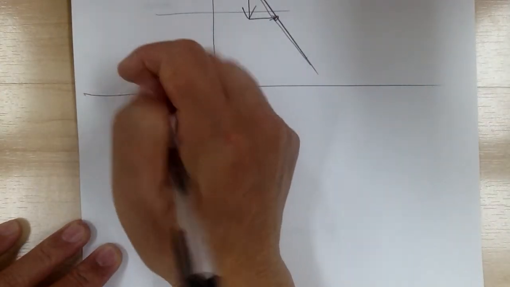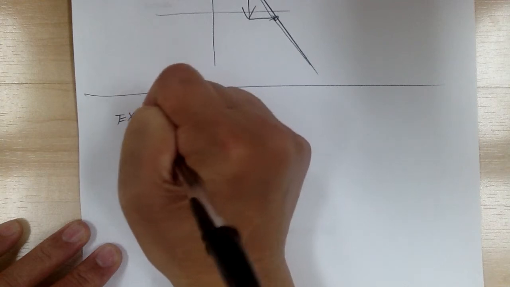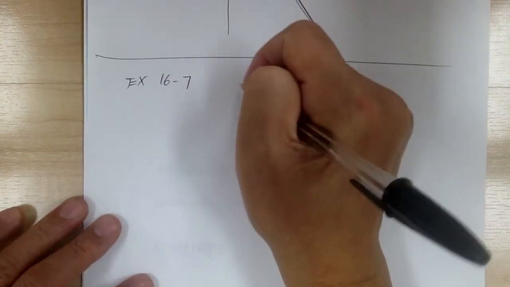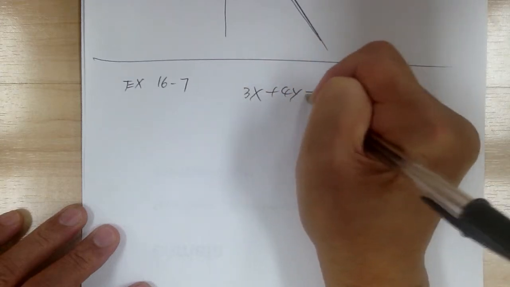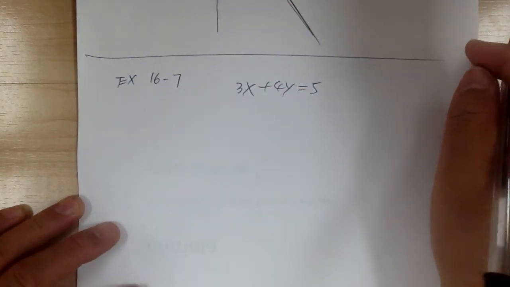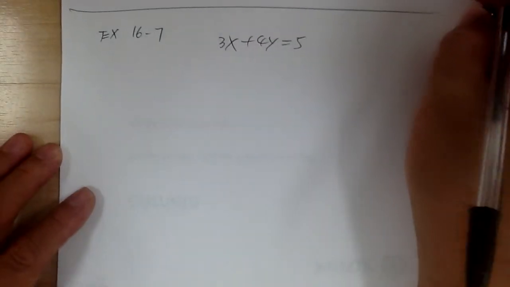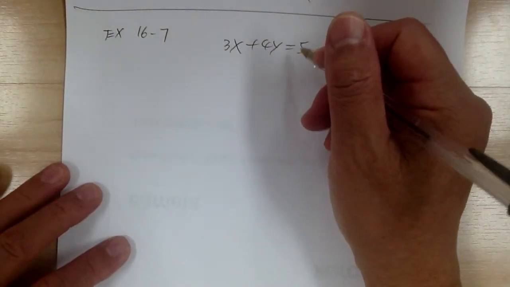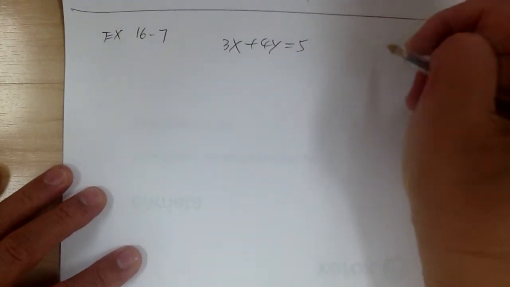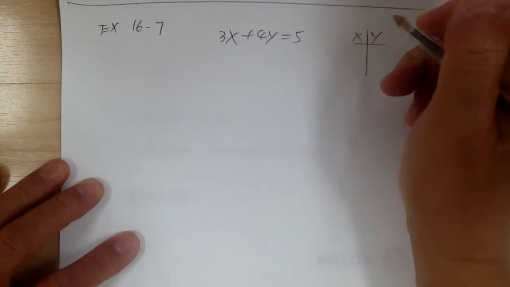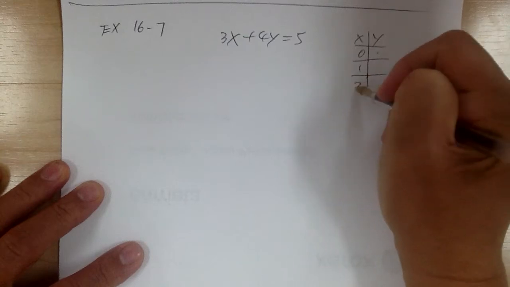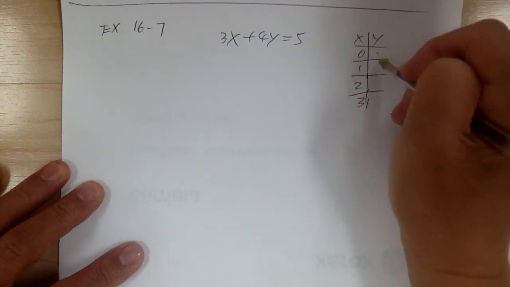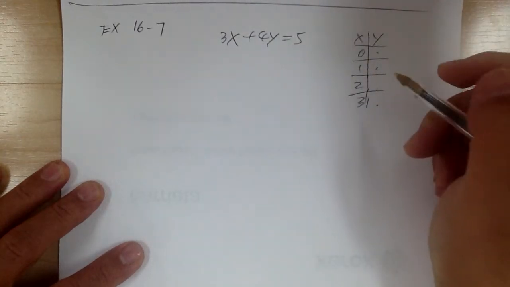The example, let's go over example 16-7. It says plot a line. You've got 3x plus 4y equal to 5. Again, you can choose any value, but to plot a line, you can just make a table with x and y, and then x equal to 0. You figure out the y, then 1, 2, and 3, and you can figure out all these values, and you can just plot on the graph.